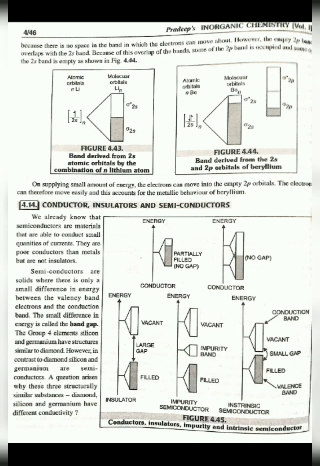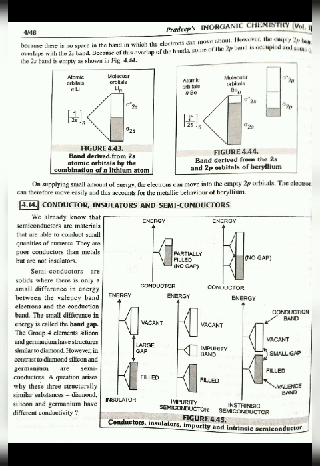We already know that semiconductors are materials that are able to conduct small quantities of current. They are poorer conductors than metals but are not insulators. Semiconductors are solids where there is only a small difference in energy between the valence band electrons and the conduction band. The small difference in energy is called the band gap. The group 4 elements silicon and germanium have structures similar to diamond. However, in contrast to diamond, silicon and germanium are semiconductors.